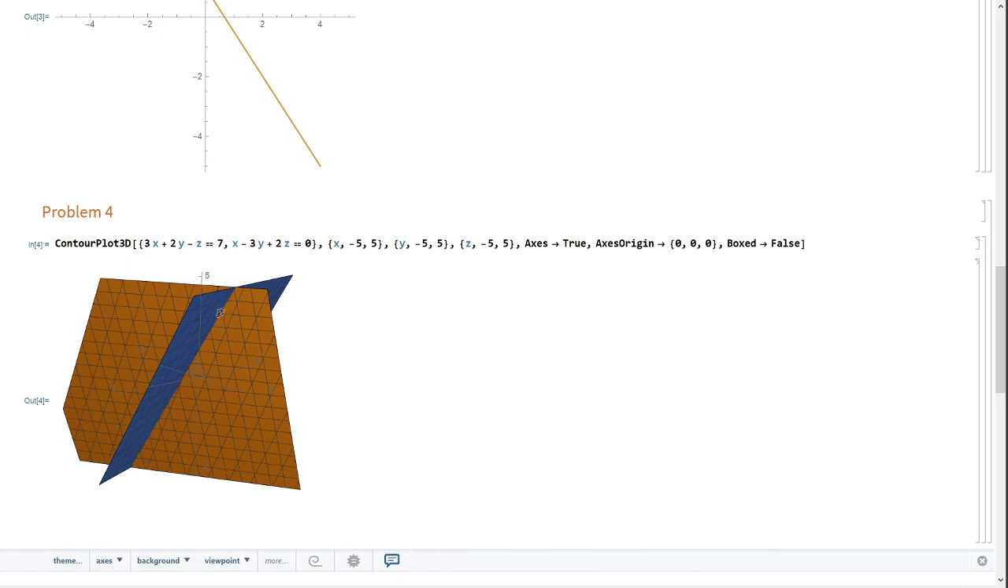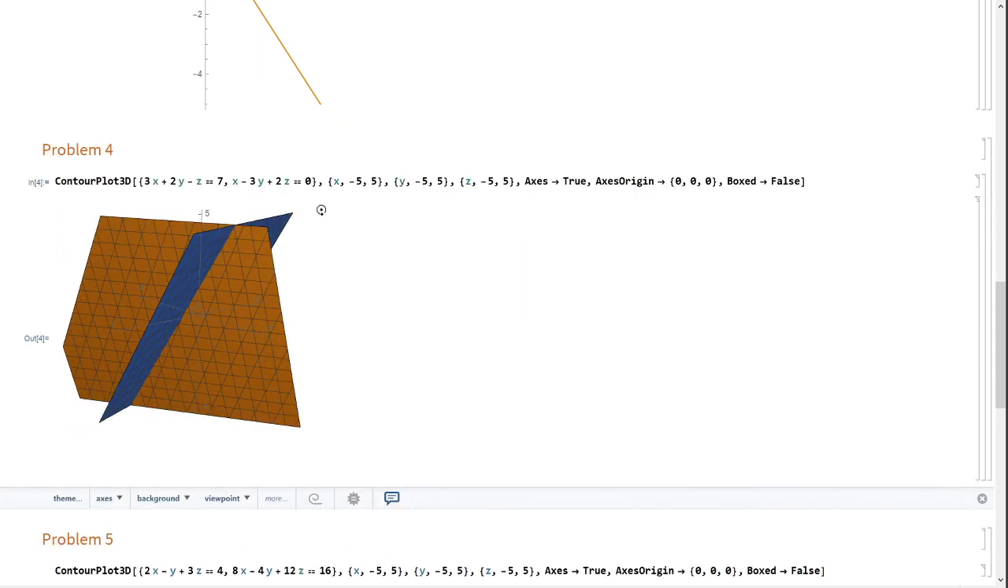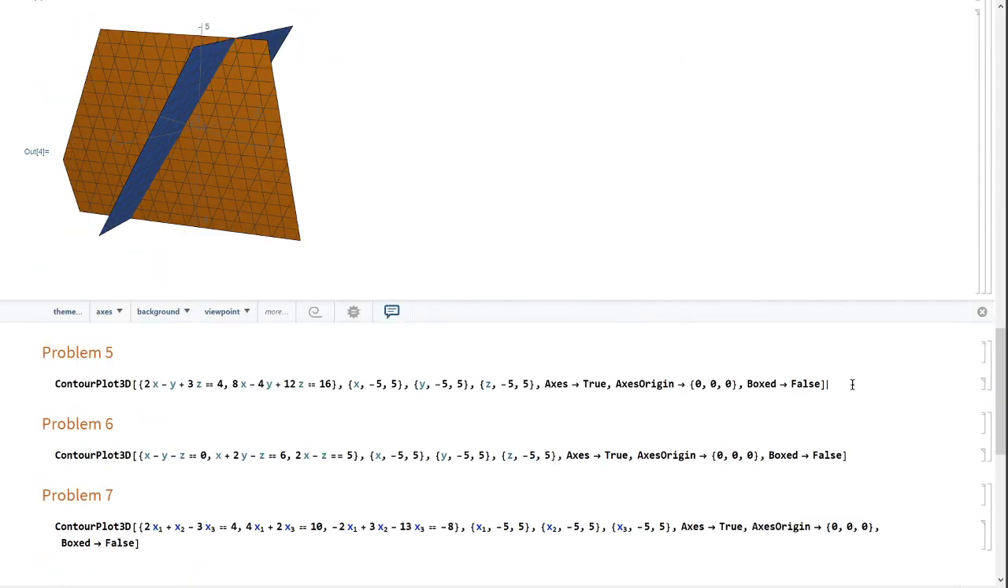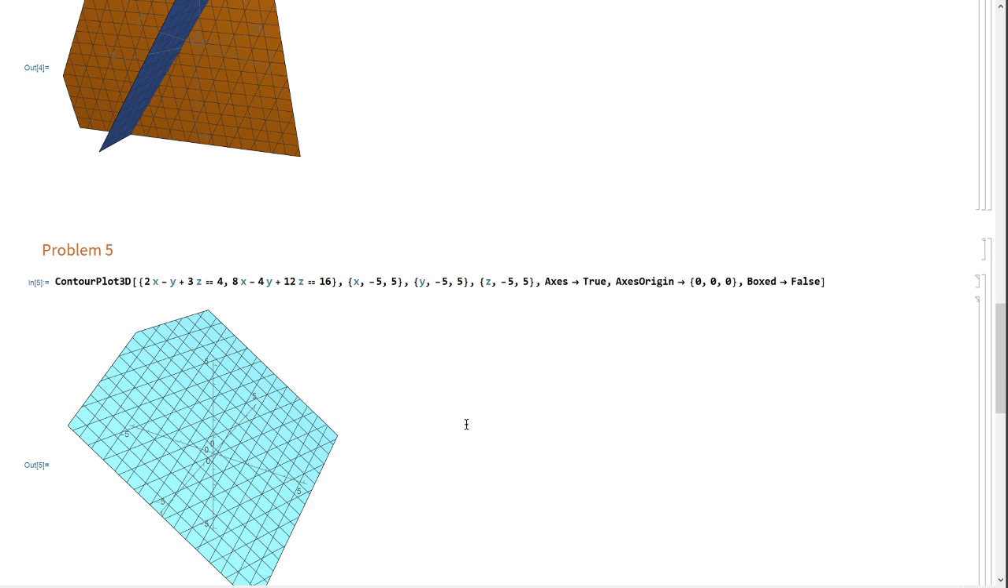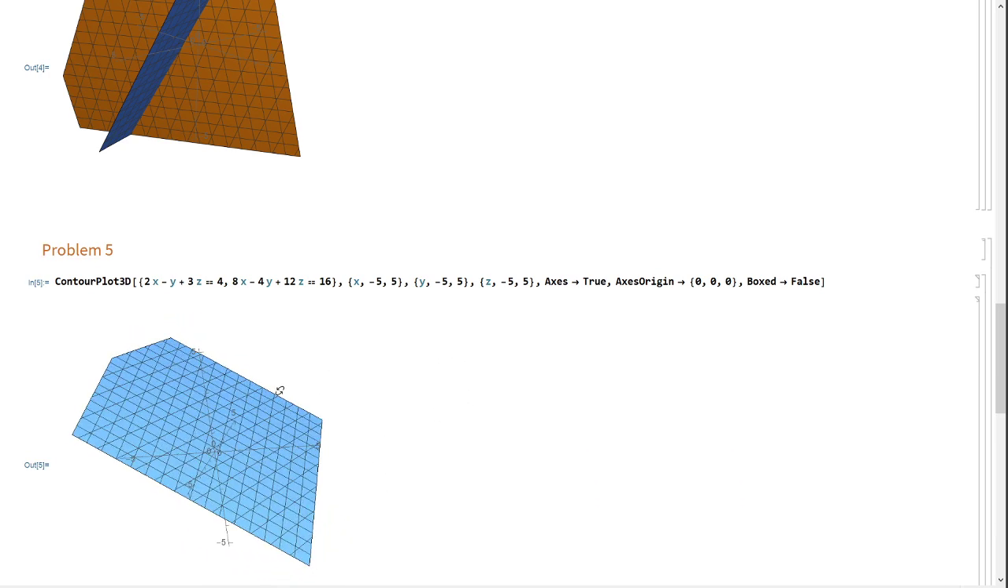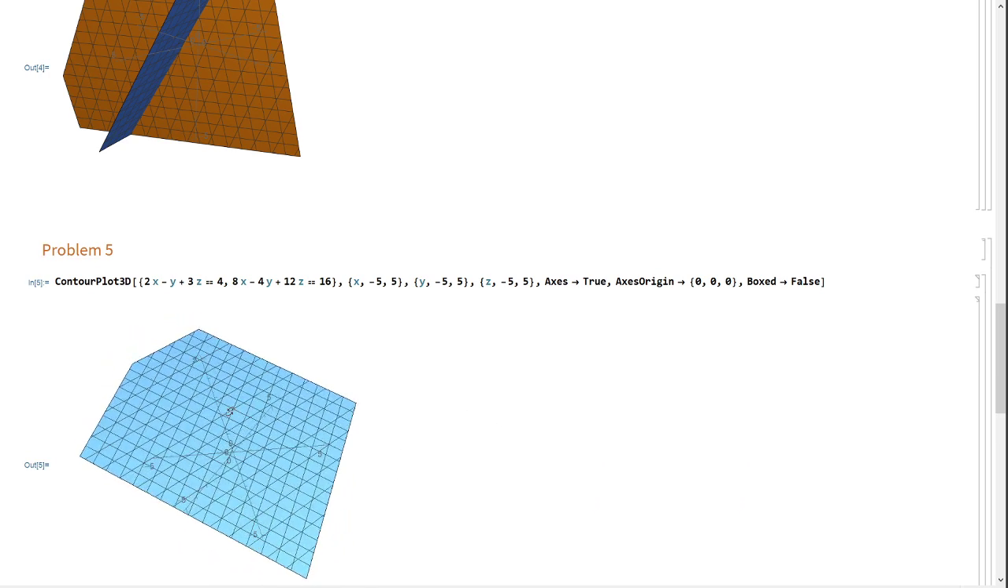So think about what are the other situations, the other types of intersections we could have with planes. Well, one that we could have is something like this. What do you think this situation is?